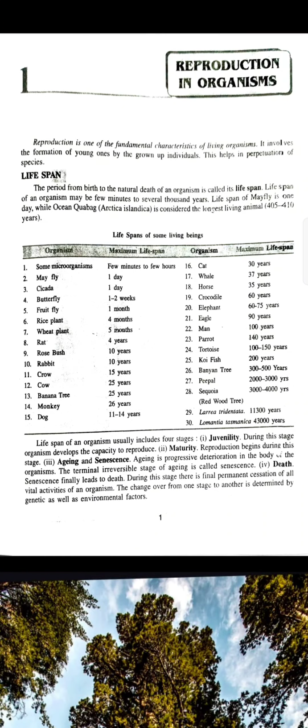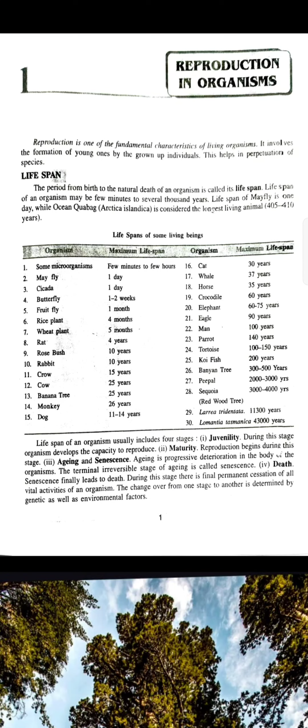Such a long lifespan of the parrot. Now, if we talk about the tortoise, it is around 100 to 150 years. Koi fish is 200 years. Banyan tree 300 to 500 years. People 2000 to 3000 years. Now, next is sequoia. Sequoia is 3000 to 4000 years. That is the redwood tree.